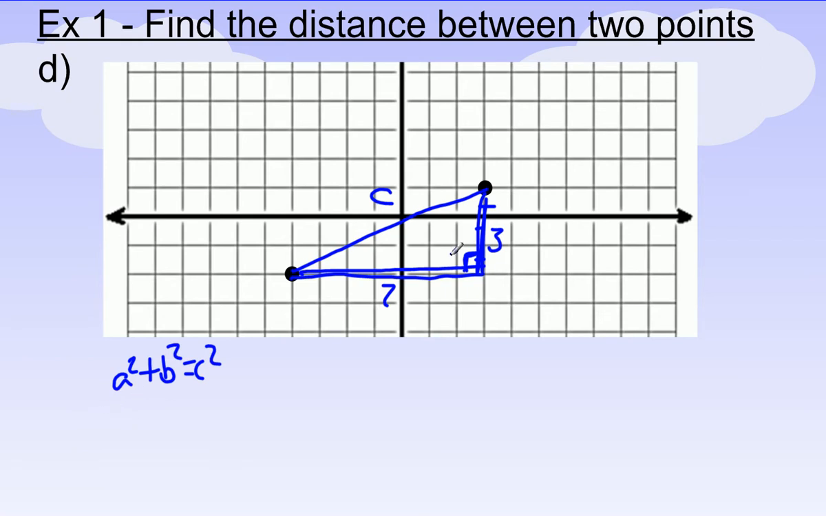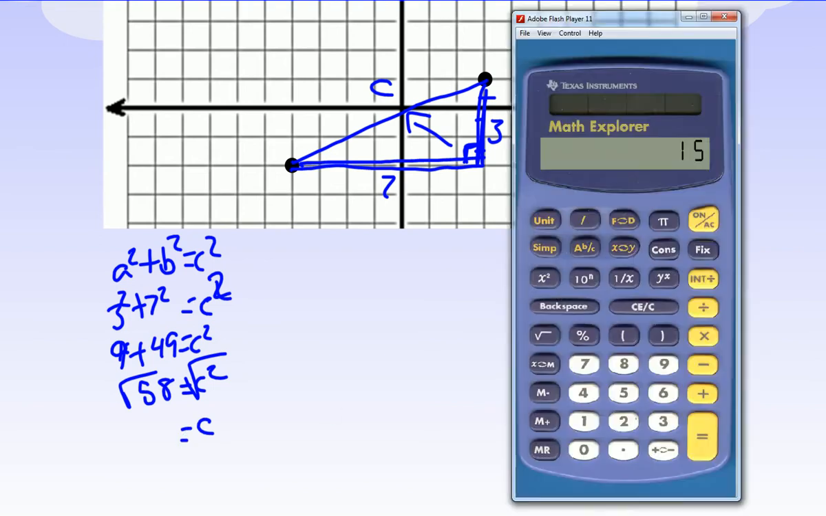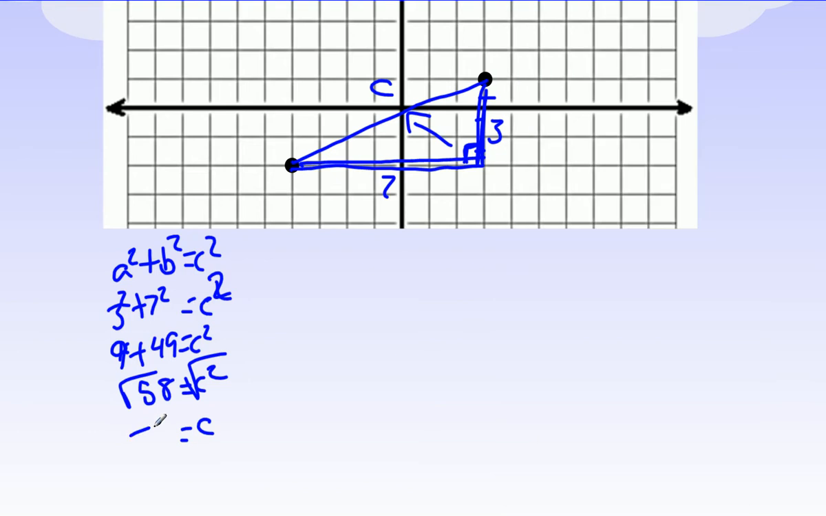And this C is the hypotenuse, and I don't know that. 3 squared plus 7 squared gives me 9 plus 49 equals C squared. That gives me 58 equals C squared. And then I square root each side, and I get C equals 7 point something. The square root of 58, about 7.6, is the length of this side.